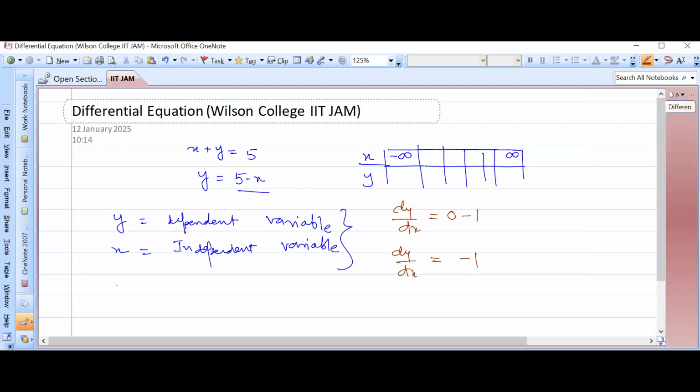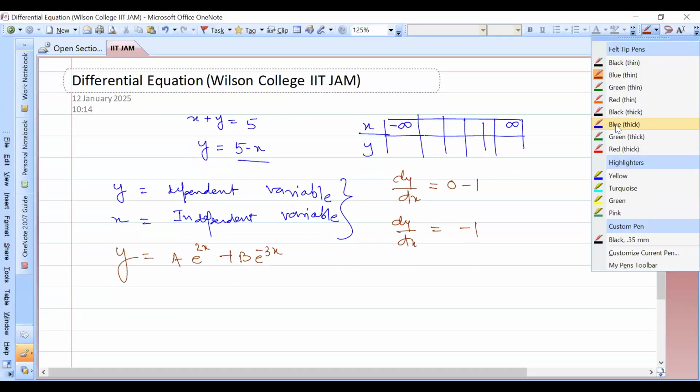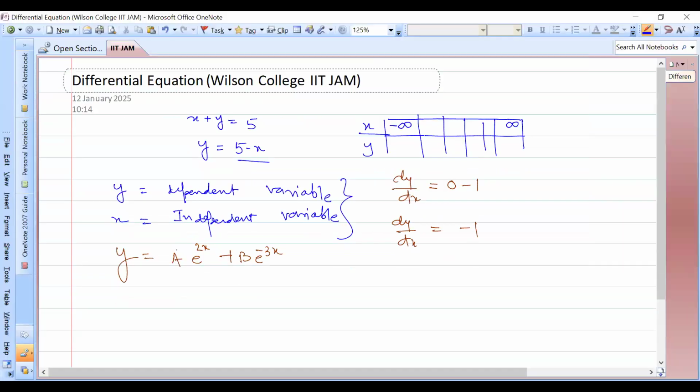Another thing you can take here: if you consider y equals a times e raised to 2x plus b times e raised to minus 3x, what will be the form of the differential equation? What will be the form of the second order differential equation? Second order? How have you decided? Because there are two unknown constants, sir, a and b. Yeah, two unknowns, so order.